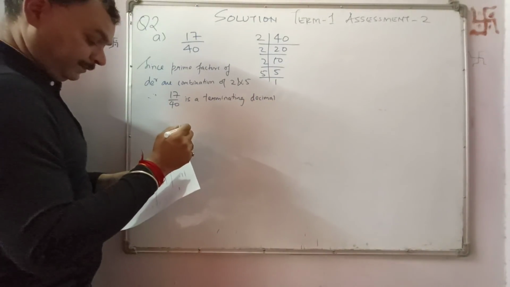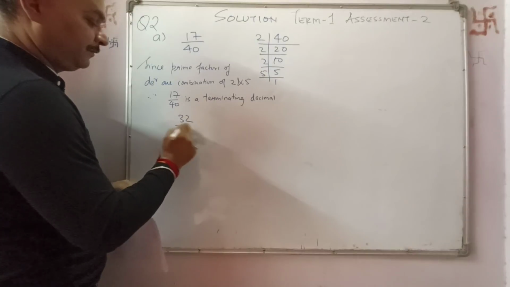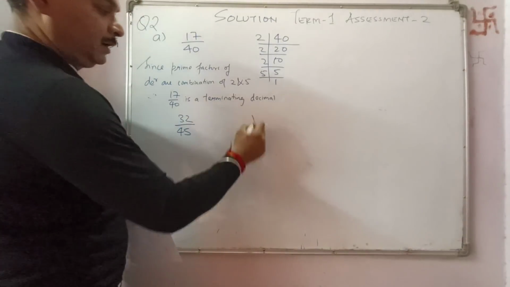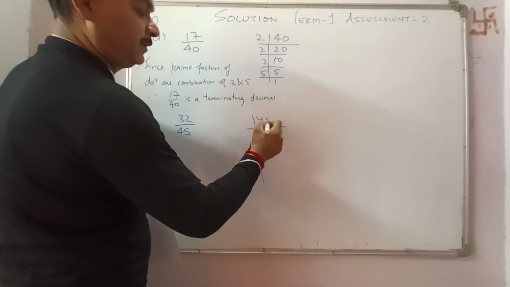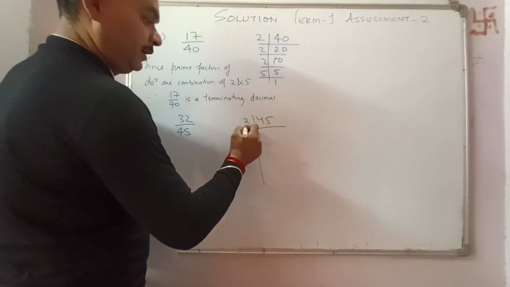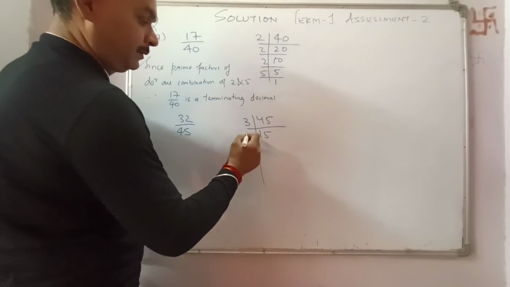Then 32 by 45, again finding the prime factors of the denominator, 3, 3.